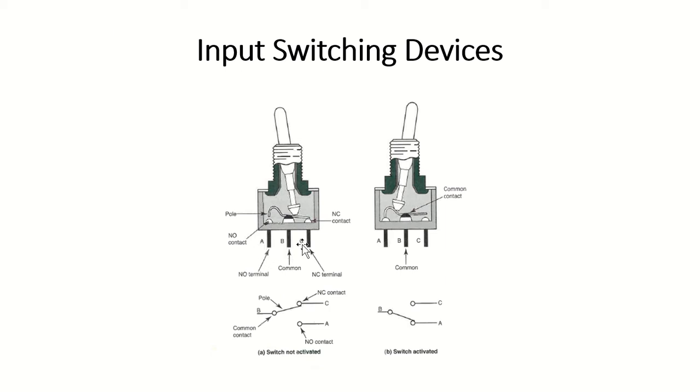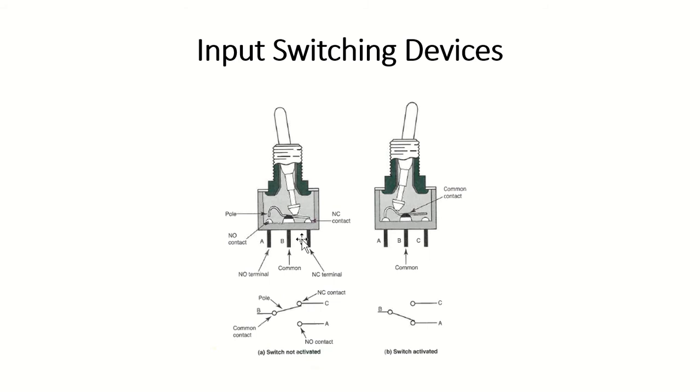That's A, B, and C here. And the difference between these two is that they're thrown in different positions right now. So you can see between my B pin and my A pin, I've got a normally open switch. Between my B pin and my C pin, I would have continuity. We would say that that would be closed. So this must be in the not activated state.